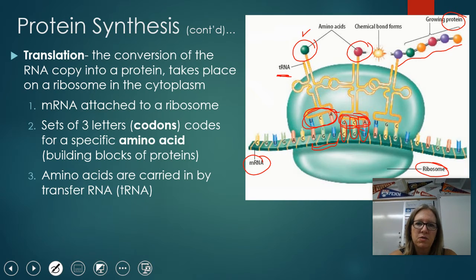This matches with this, and it's a different amino acid. Okay, so that's it. This is how the code is decoded. Those transfer RNAs bring in the 3-piece matching codon. It's actually called an anticodon. And then those amino acids all get stuck together with another enzyme.